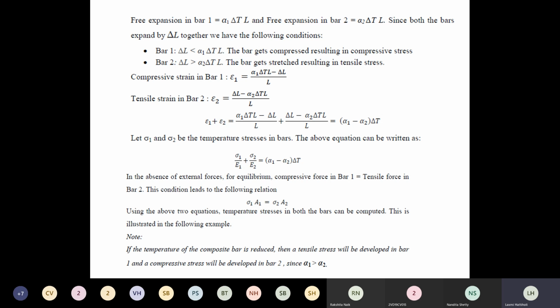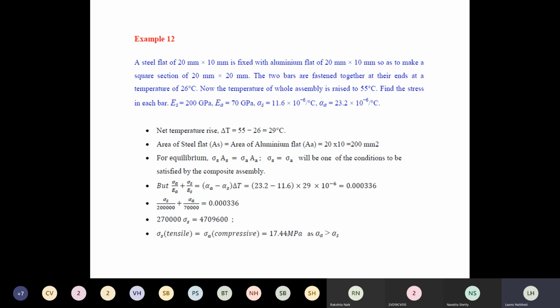Taking these two equations into consideration, I hope this concept was very clear in yesterday's class. Today we shall study numerical examples on this particular concept, using these two equations. So go through the question.